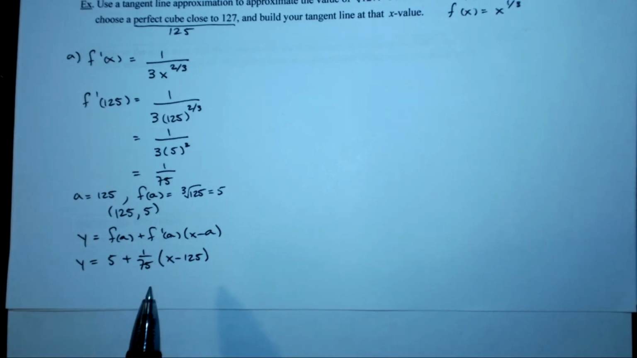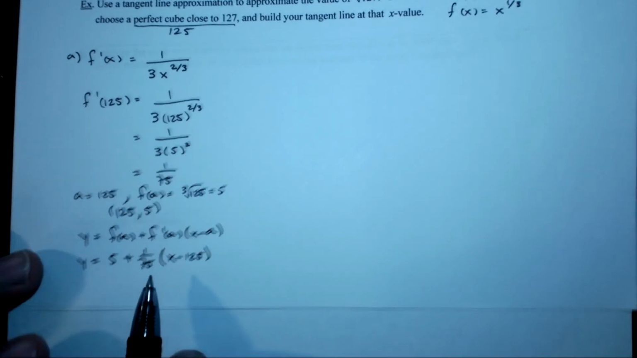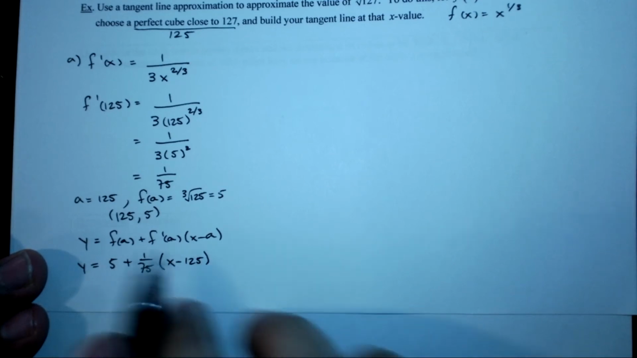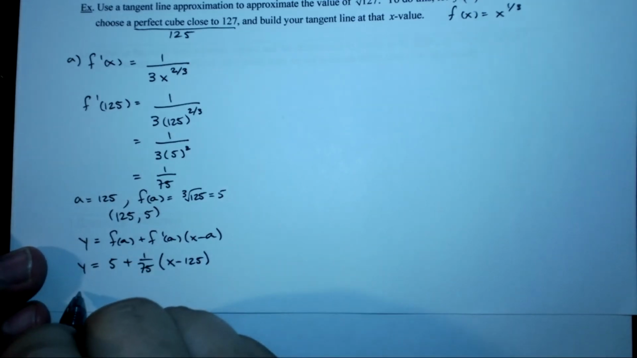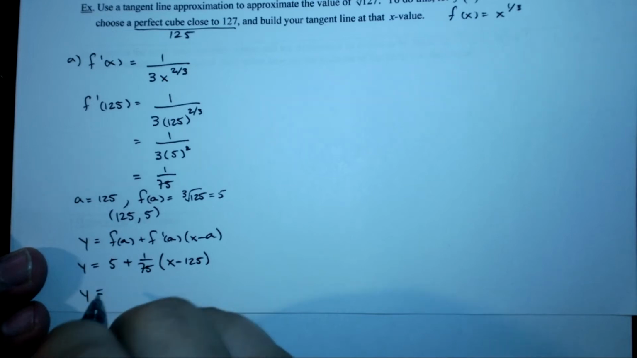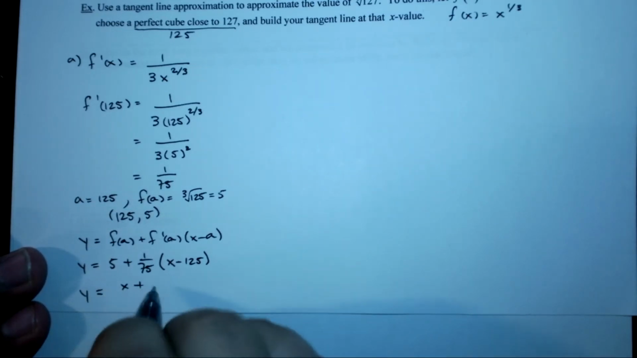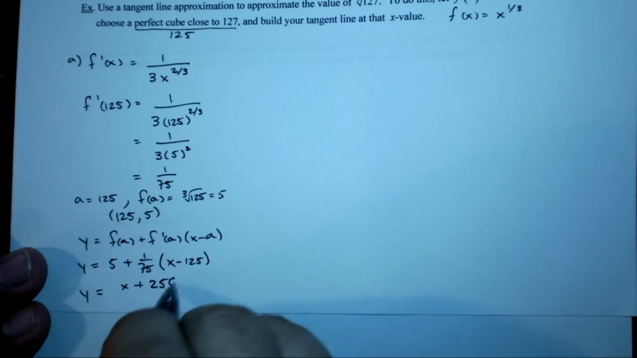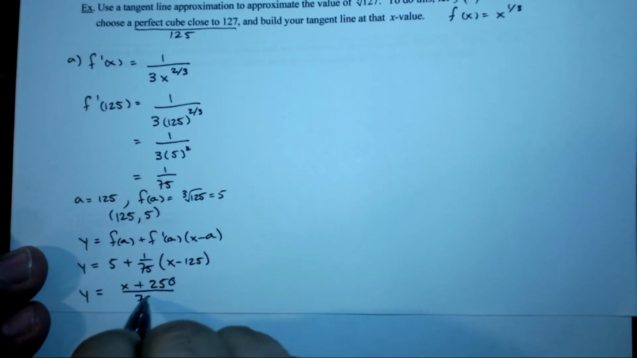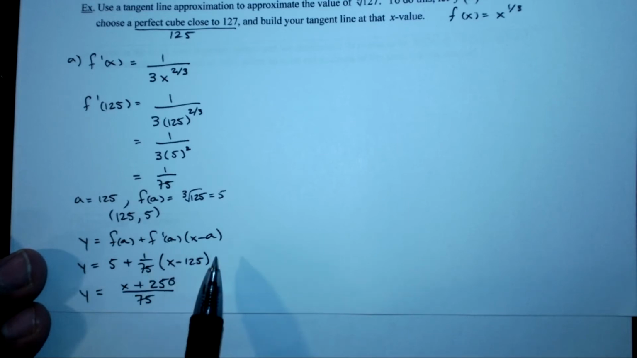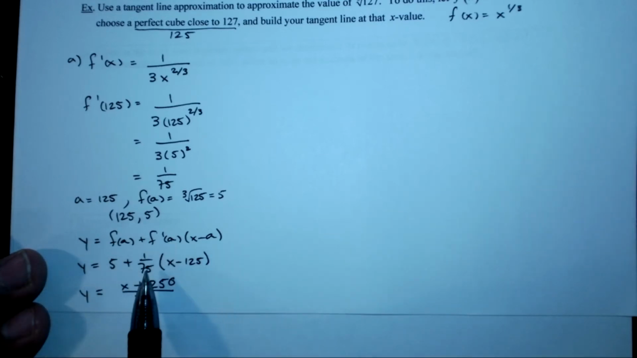Now the next step, I recommend you take a moment to try and figure out what I did. But basically, I'm going to distribute and then find a common denominator between everything. And so we'll get y is equal to x plus 250 over 75.